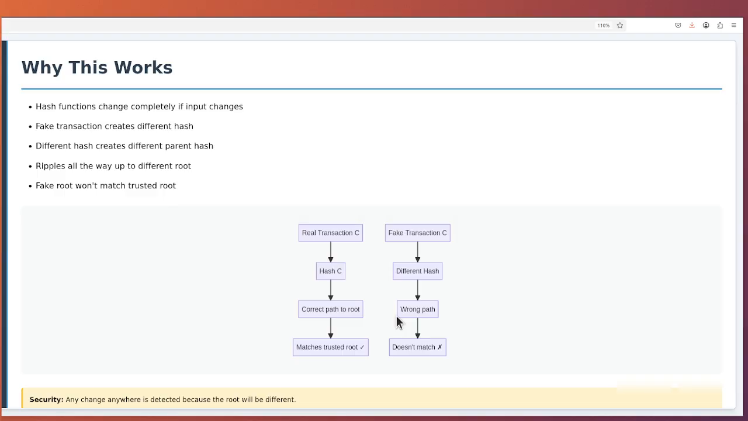Hash functions have special properties. If you change even one tiny bit of the input, the output completely changes. This is called the avalanche effect. So if someone tries to give you a fake transaction C, when you hash it, you will get a different hash C. This different hash will combine with the proof hashes differently, and you will end up with a different root. The fake root won't match the trusted root, so you will know something is wrong. The verification fails and you reject the fake transaction. Similarly, if someone tampers with any of the proof hashes, the final root will be different. Any change anywhere in the chain is detected.